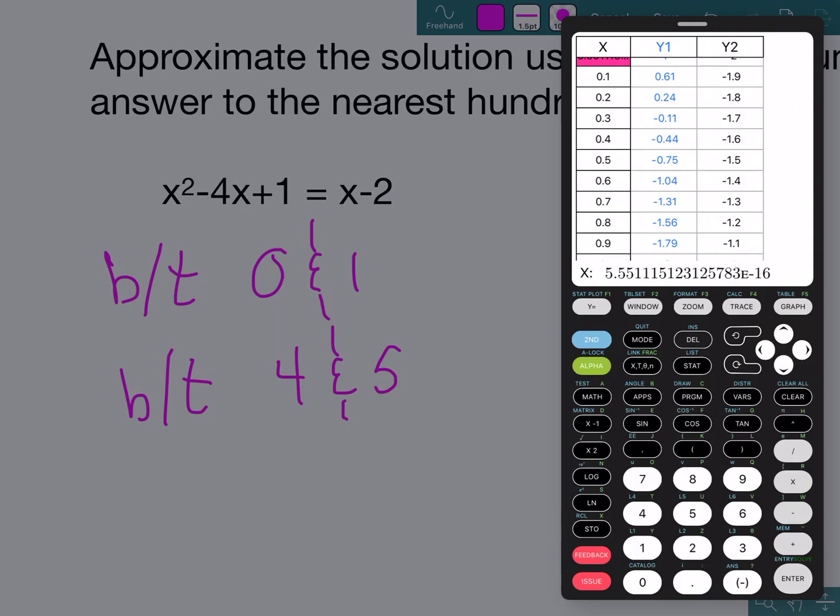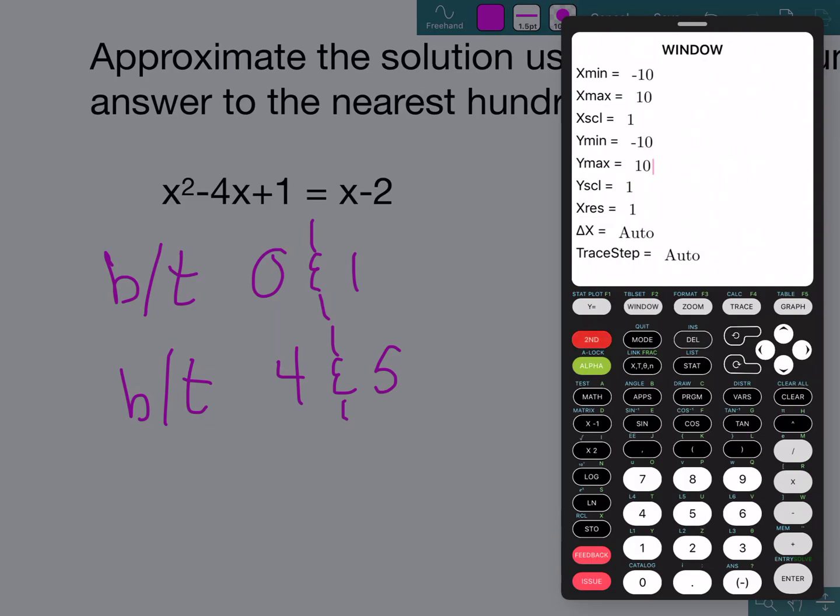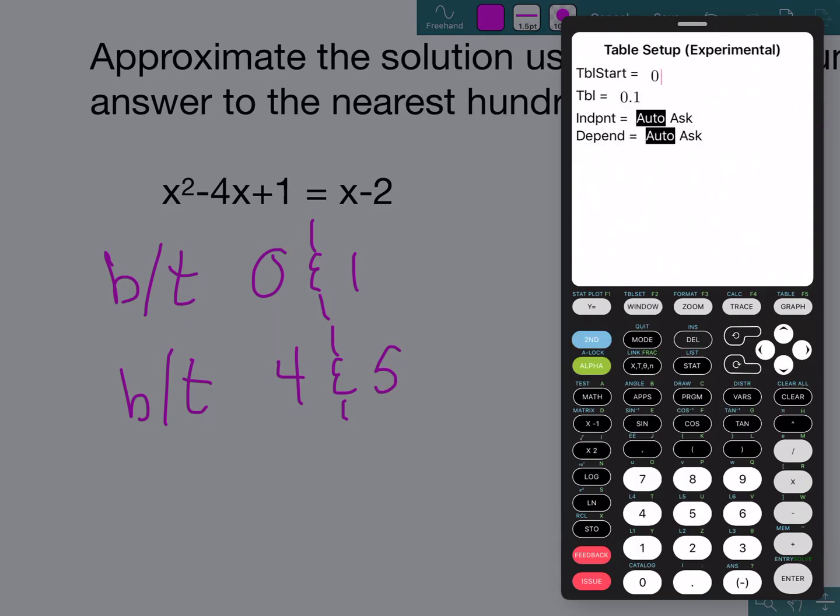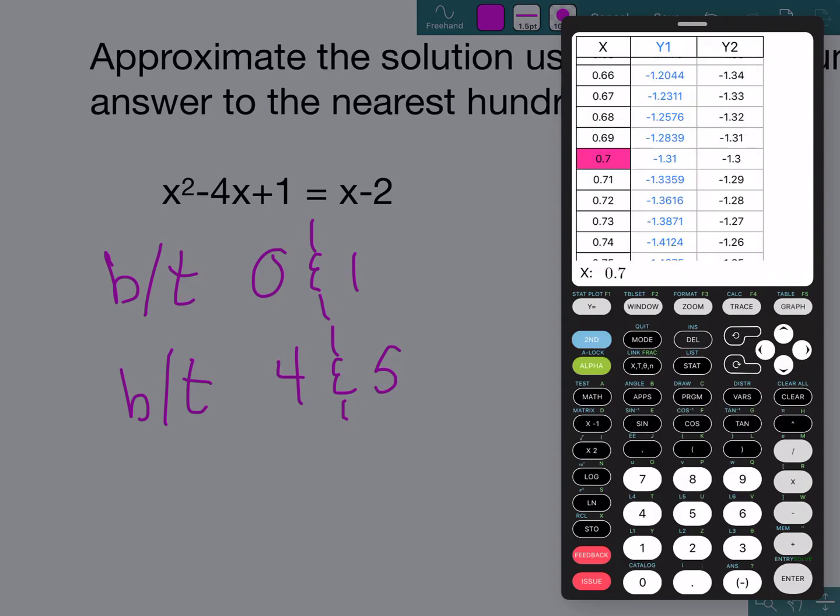And again, I can see here, 1 is above negative 2, 0.6 is above negative 1.9, 0.24 is above negative 1.8, negative 0.11 is above negative 1.7, negative 0.44 is above negative 1.6, right? And it's going to switch. And where it switches, it looks really close to the 0.7, right? So negative 0.4 is above negative 1.4, negative 1.31 is above negative 1.3, but negative 1.56 is below negative 1.2, so somewhere between 0.7 and 0.8.